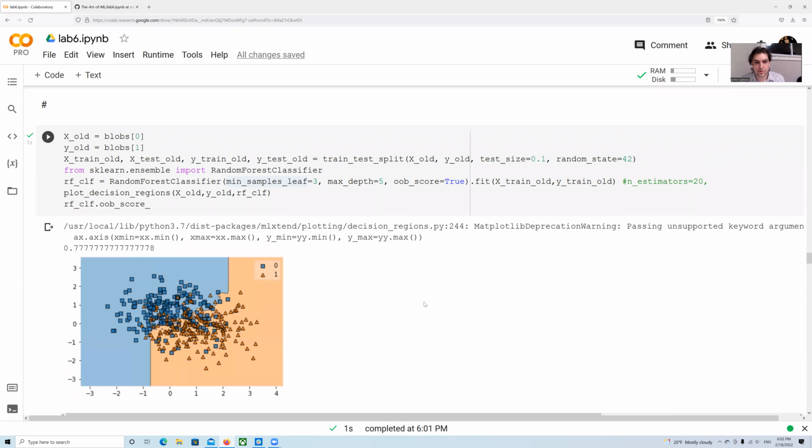One more thing about random forests is out-of-bag evaluation. Because we use the entire data set and we don't have a validation set, still we can evaluate our model using so-called out-of-bag evaluation. Now I will show you how it works.